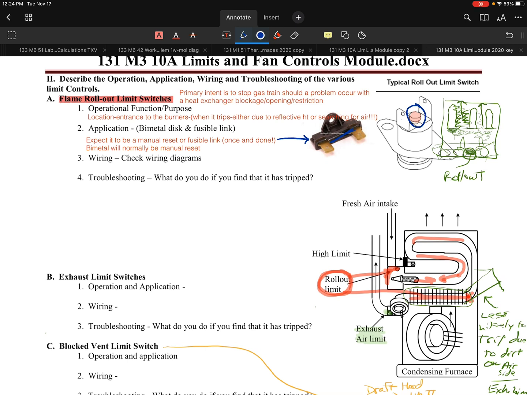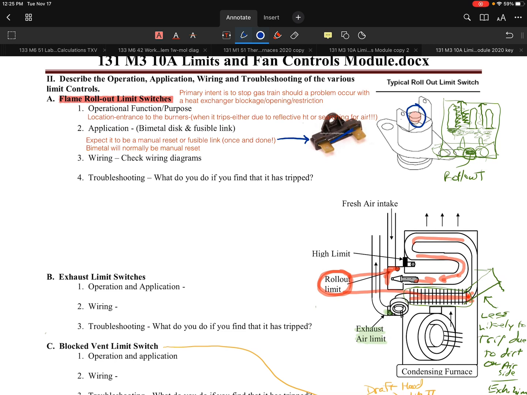One of them is my rollout. That's listed down in the bottom here. The rollout limit, you'll notice, is right in a burner box. Now, if for some reason you don't have a burner box and the whole chassis of the furnace ends up being the burner box, there's going to be a limit around the burners. It's going to be around the wiring to protect the wiring from getting burned up. So that's the one area that I would look at.